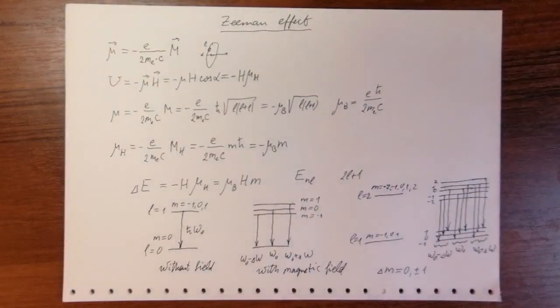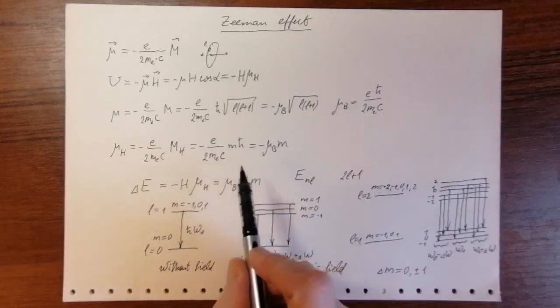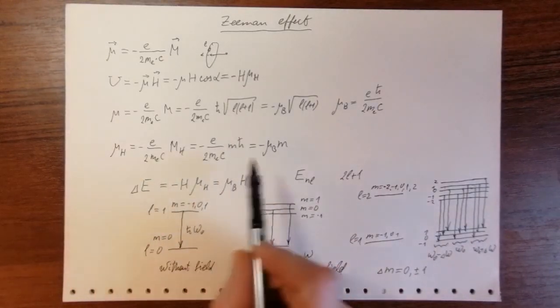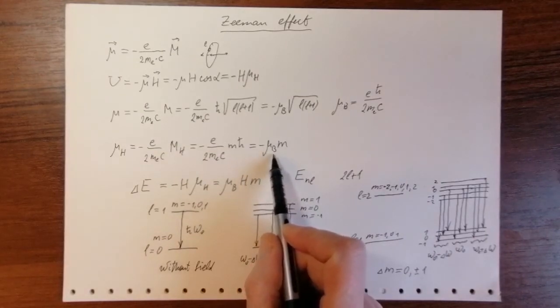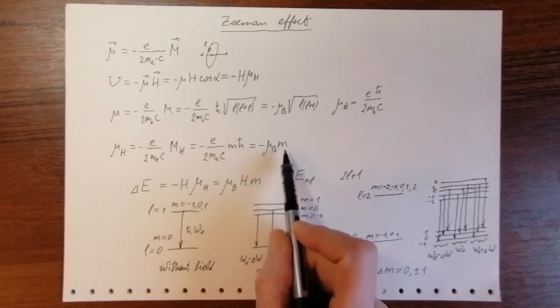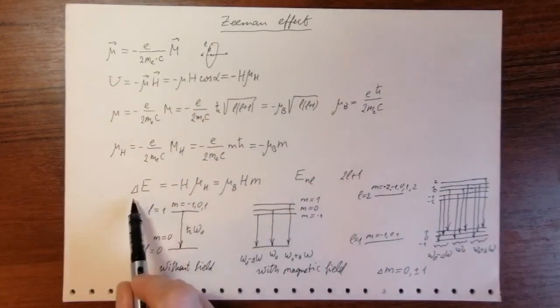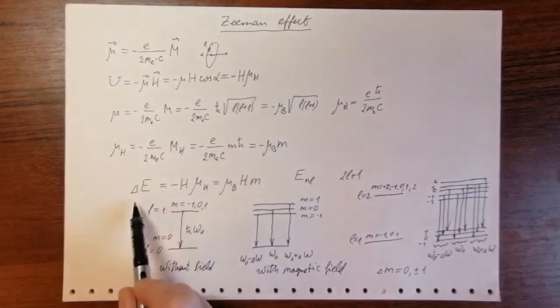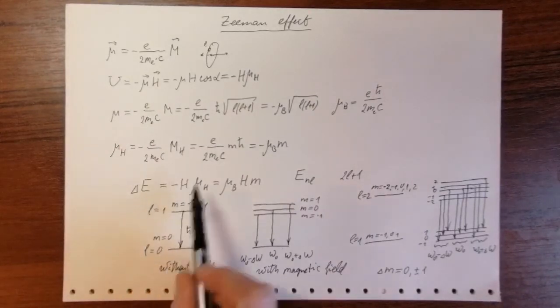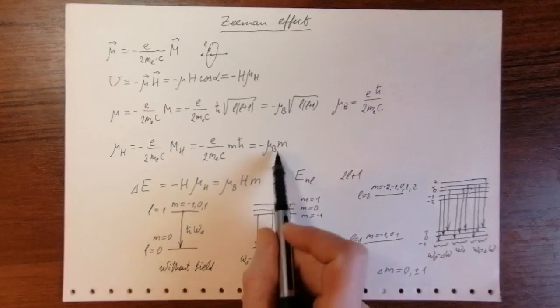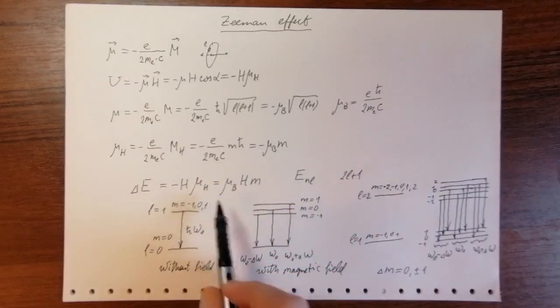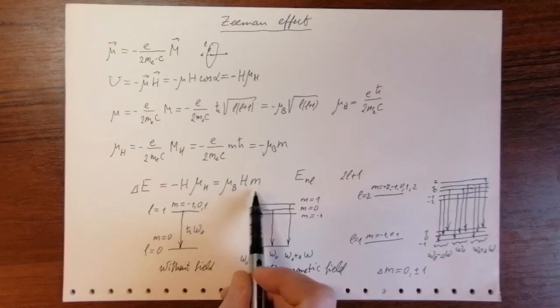Now we can continue. Meanwhile, I wrote the rest of the formulas, and let's look at what happens. We obtained that mu_H is minus Bohr's magneton times m, where m is the magnetic quantum number. And now we can substitute it here. That results in additional energy, which we denote U as additional energy for the level, and it is minus H mu_H. Substituting this for mu_H, we have mu_B H m.